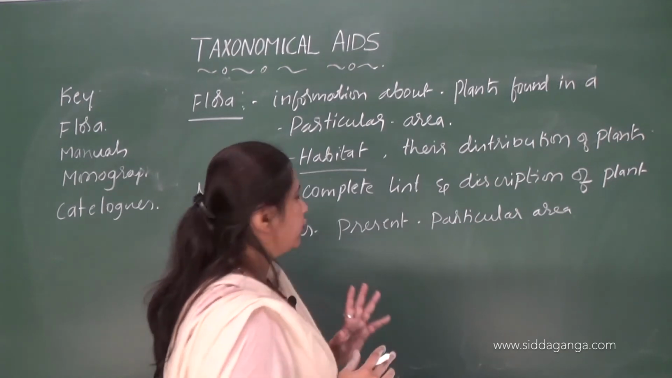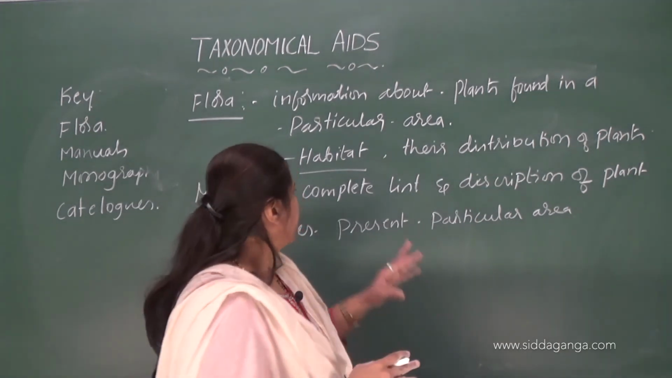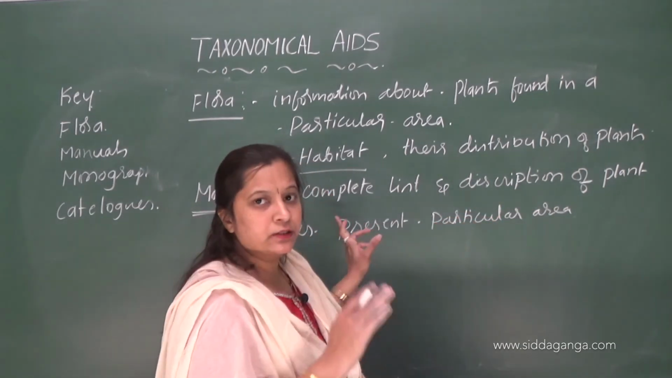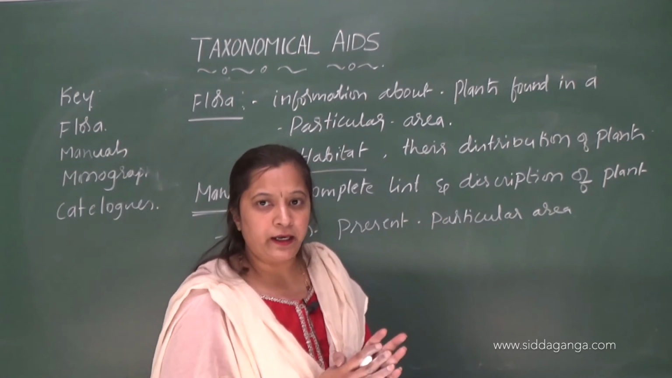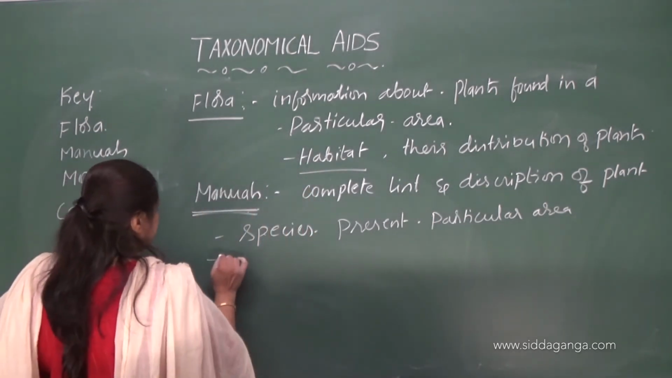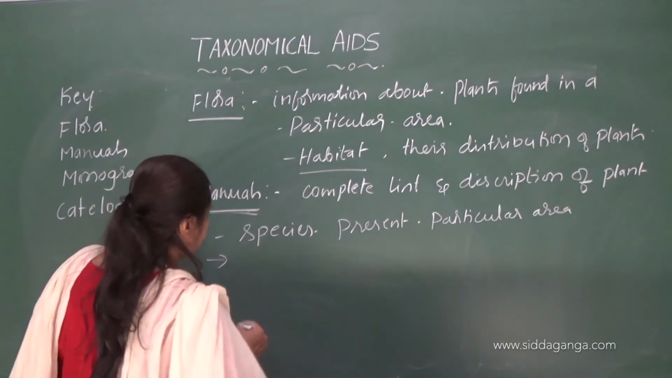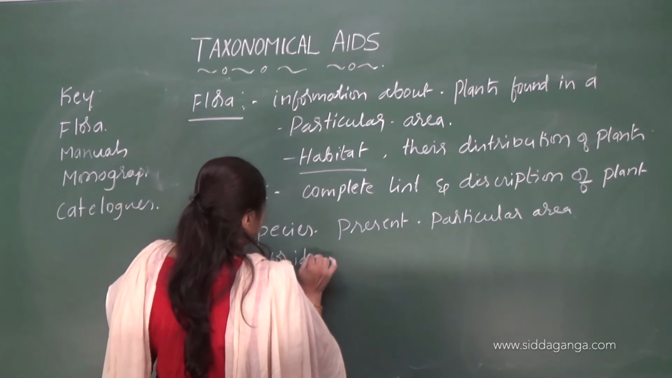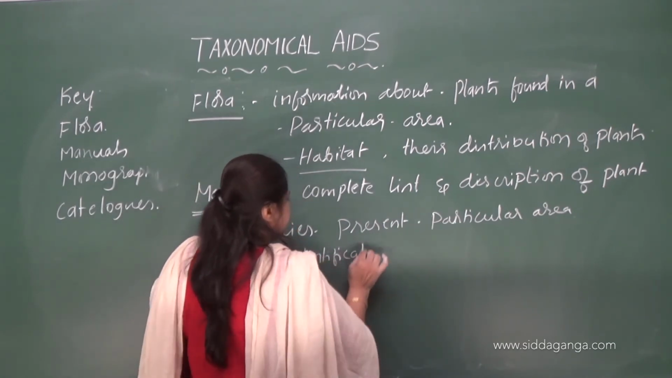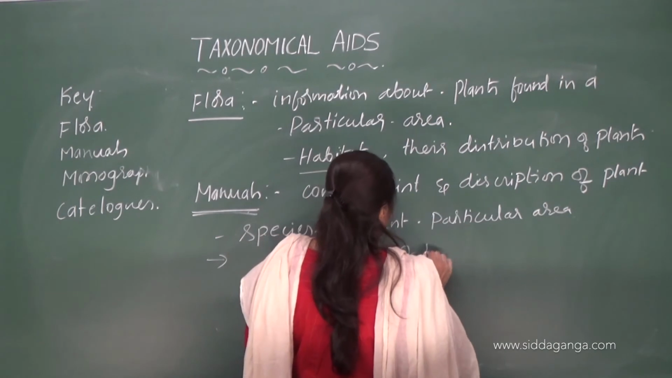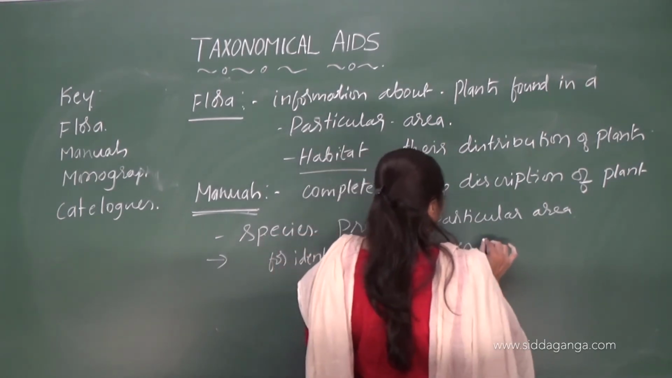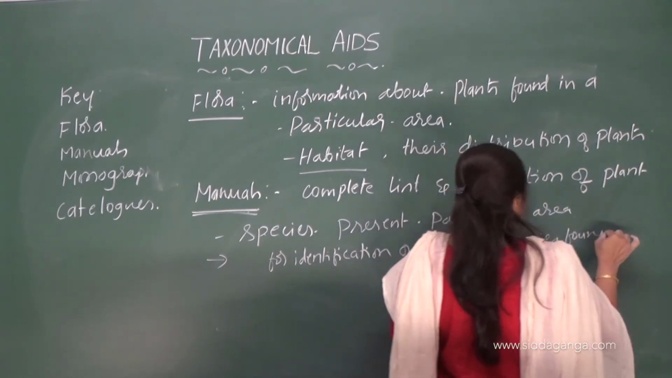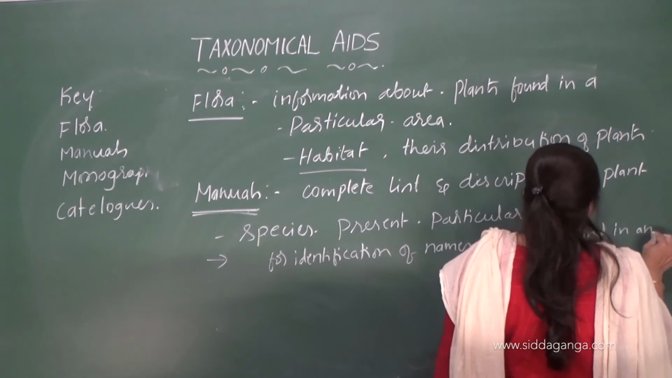So what actually do the manuals contain? The manuals contain a complete list and description of the plant species present or grown in a particular area, and they also contain useful information for the identification of the names of species found in an area.